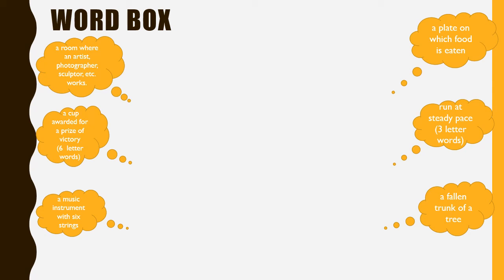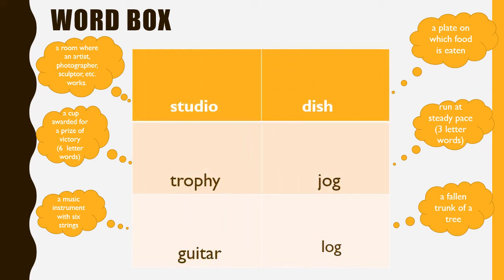A room where an artist, photographer, sculptor, etc. works. That is a studio. A plate on which food is eaten is a dish. A cup awarded for a prize of victory with 6-letter words is trophy. Did you get that correct? Very good.